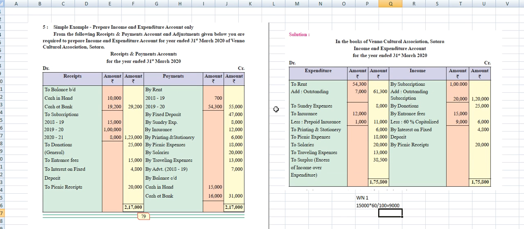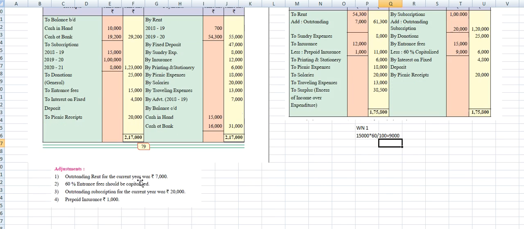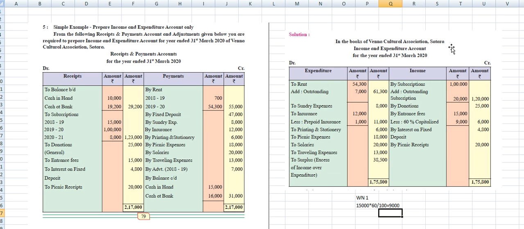So this is how we need to calculate using the receipts and payment account, and using the adjustments we enter the entries in the income and expenditure account. From this we come to know what the expenditure and income of the not for profit organization were in the year. This is for a not for profit organization, so that's why we prepare only the expenditure and income account, to see the condition of the organization.